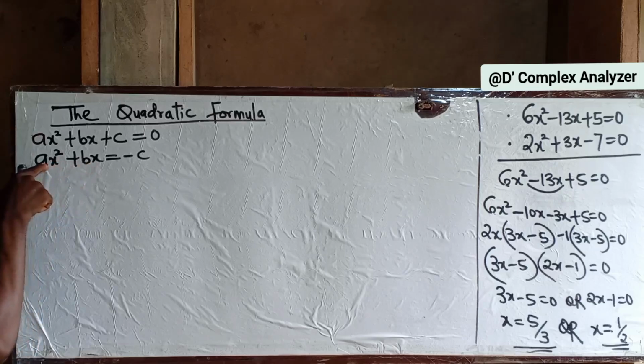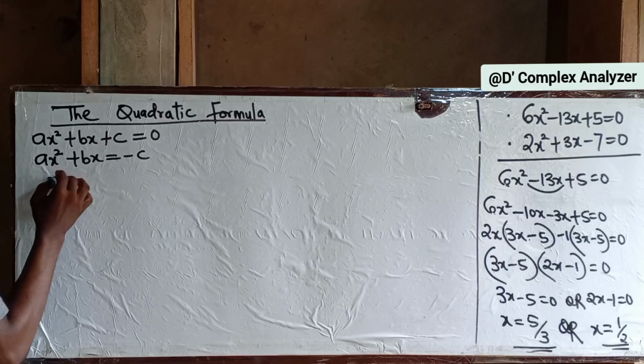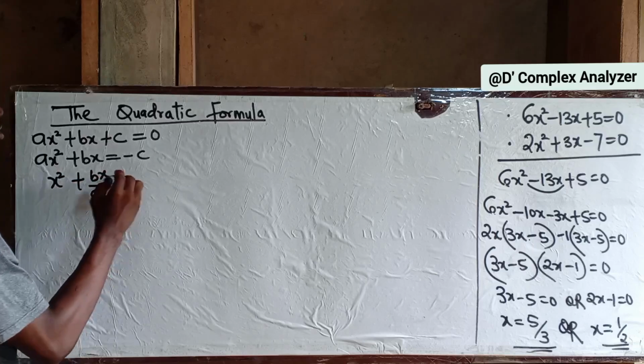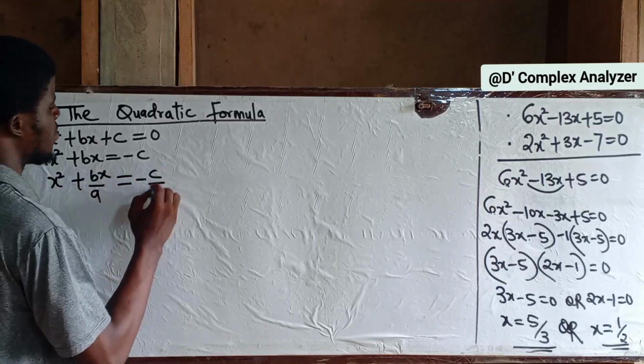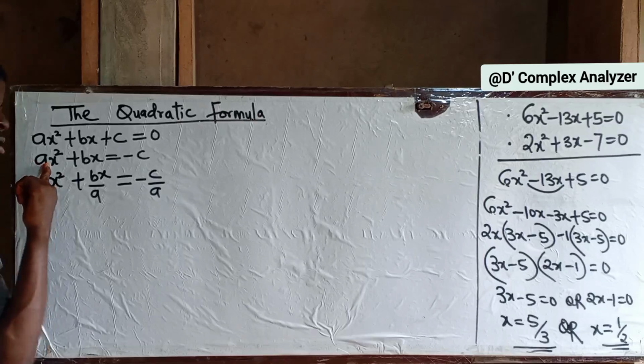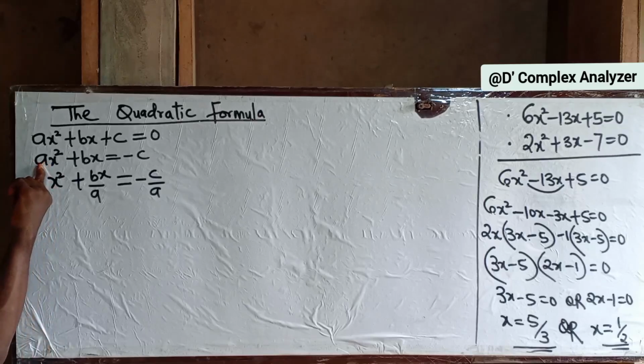That means I'm going to divide both sides by a, and I'll be having x squared plus bx divided by a is equal to what? Minus c divided by a. If I divide ax squared by a, the a on top will cancel the a that is under. That's step 2. Then the next step is this.